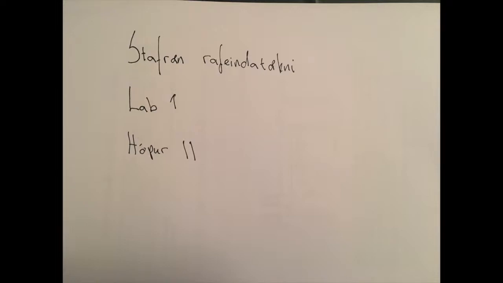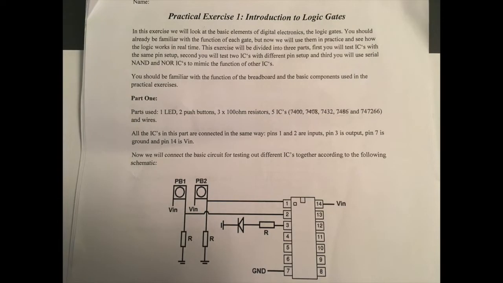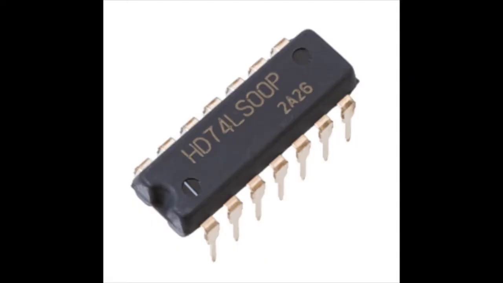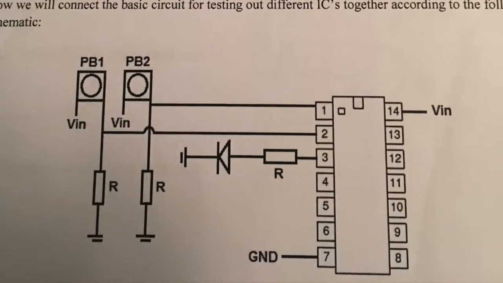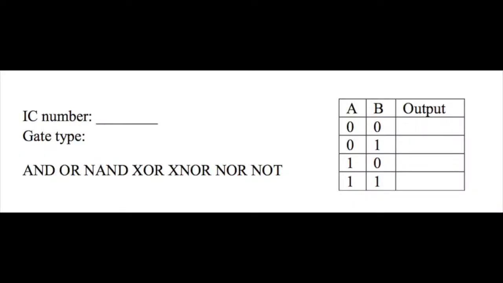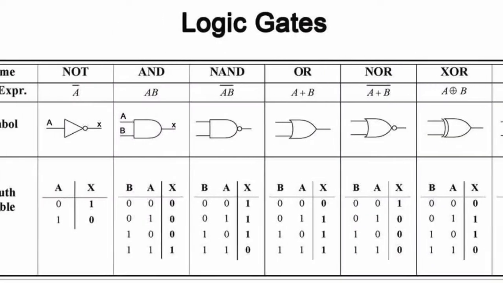This is our video presentation for Lab 1 in Stafræn rafeindatækni. In practical exercise 1, the purpose was to try out different integrated circuits to get to know different types of logic gates. For part 1, we connected 5 different ICs to the following circuit, and we filled out a truth table for each of them. From the truth tables, we could see which type of logic gates we were examining.